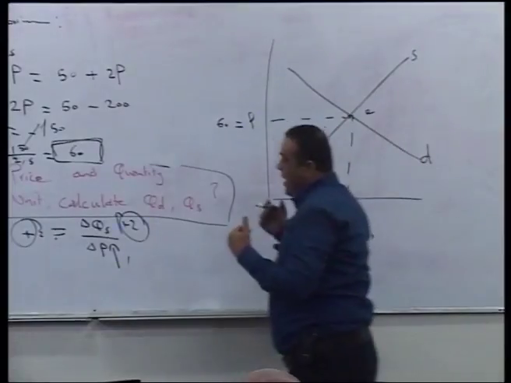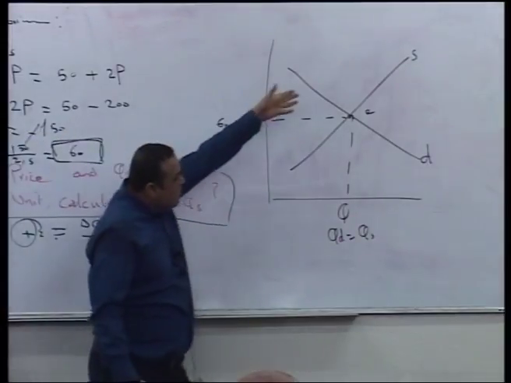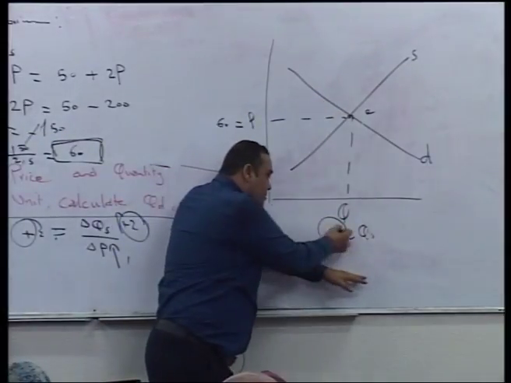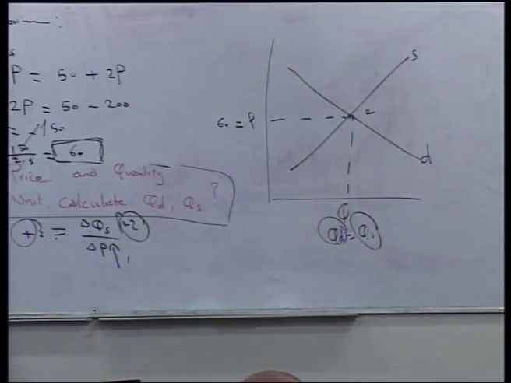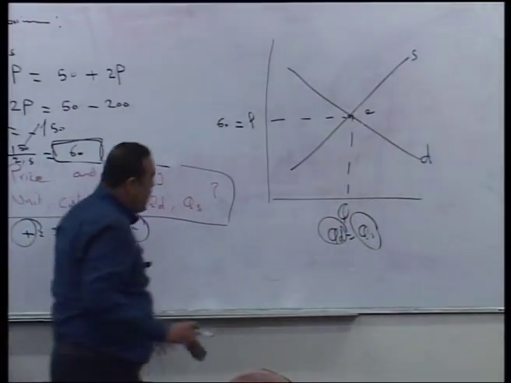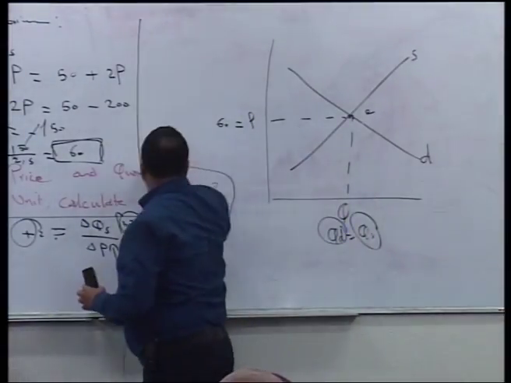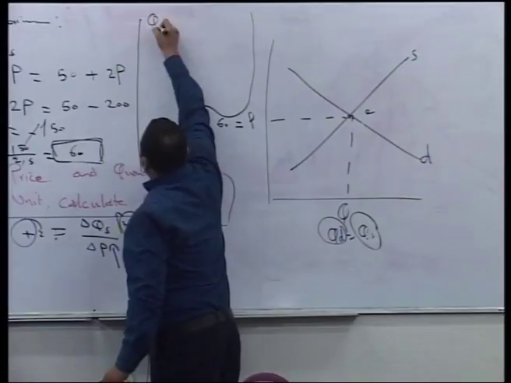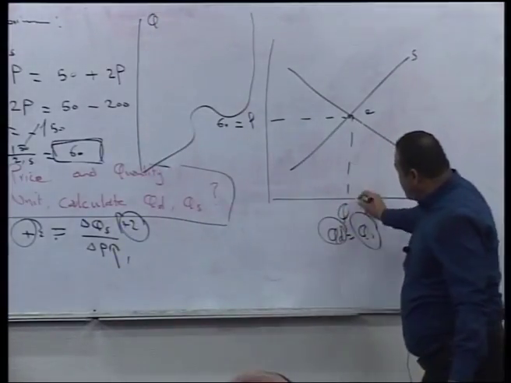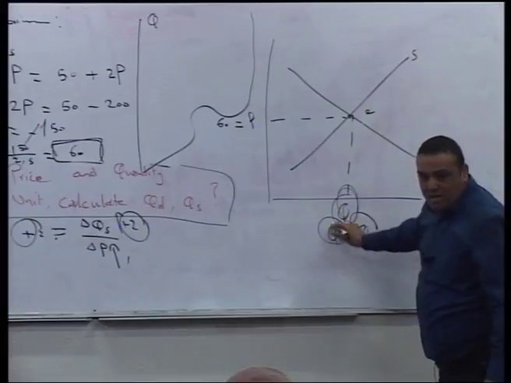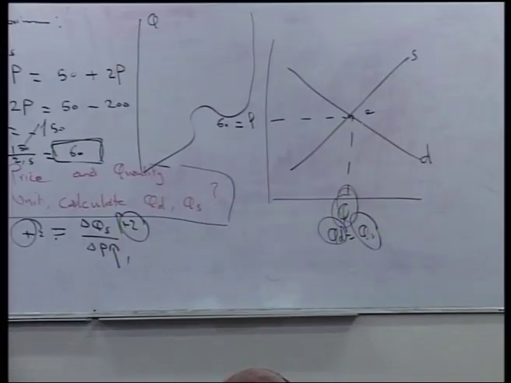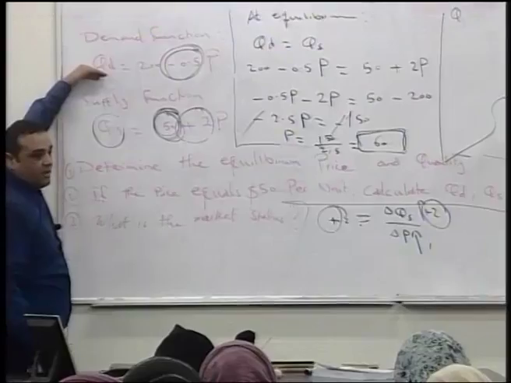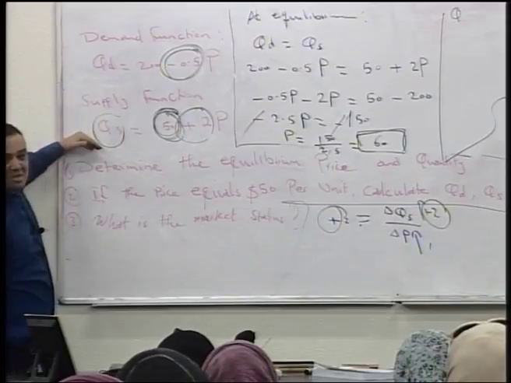Now we have the equilibrium price. How much is the equilibrium quantity? We substitute either into the quantity demanded formula or the quantity supplied formula. You will reach the same result. So to calculate the equilibrium quantity, at this point QD equals QS, so substitute into either one and see what comes out.